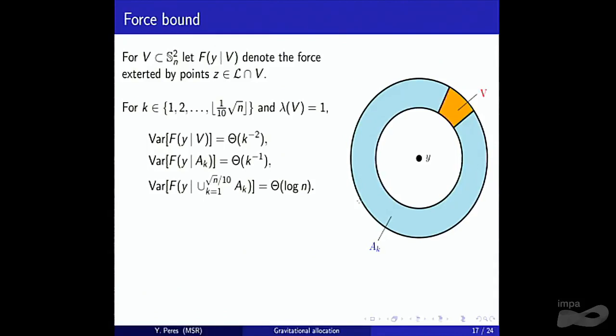This is the contribution from each of these regions, and you can add this up over the ring, because these are approximately independent, and so you get that the variance in the whole ring is going to be 1 over k, because in each such region you get 1 over k squared, and this is a ring of area k, so the total variance from the ring is 1 over k, and now when you sum over k, you're going to get log n.